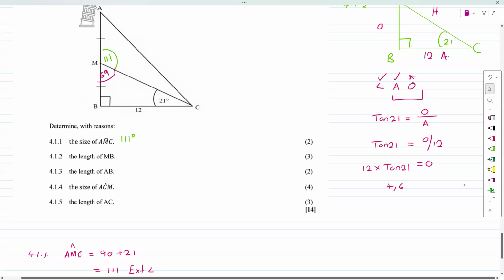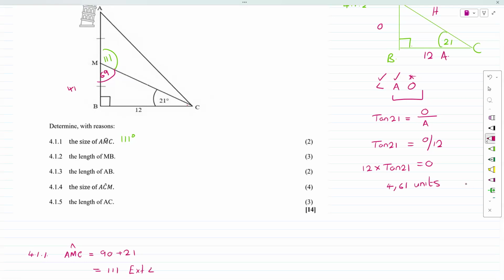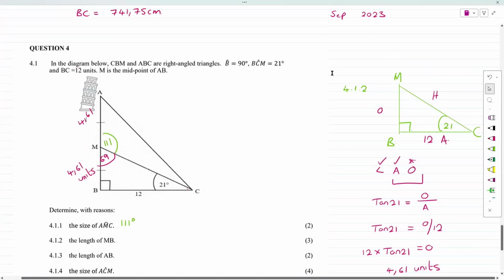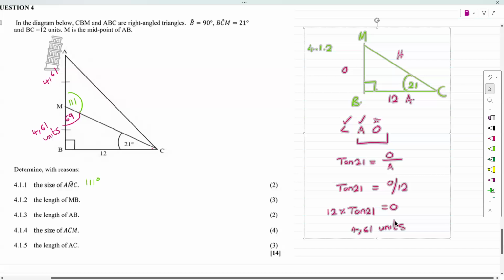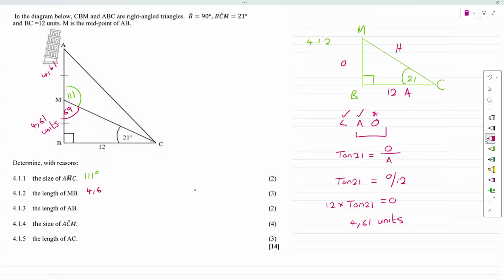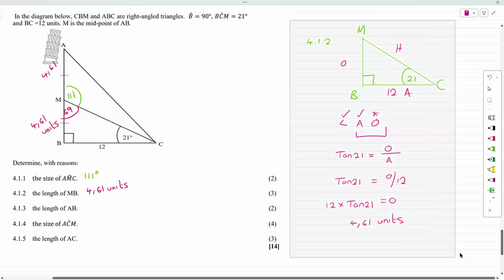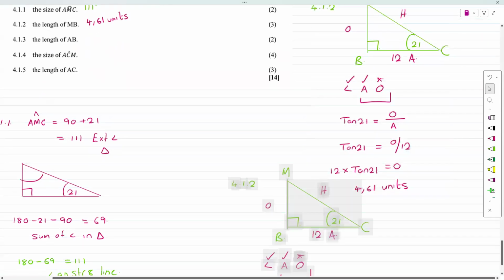Again, please don't forget the units. 4.61 units. And if we deal with this, this is 4.61 units. Now I'd like you to understand, this is 4.61 units. So this would also be 4.61 units because it's equal. But they didn't ask us that, right? So MB is equal to 4.61 units. Again, they didn't ask us this. So I'm just dealing with it in general.